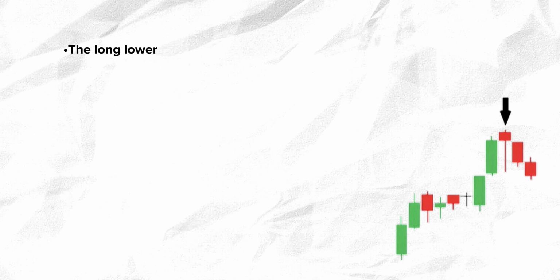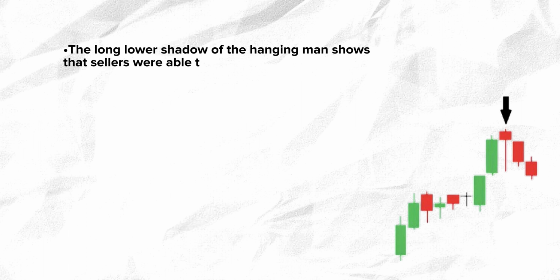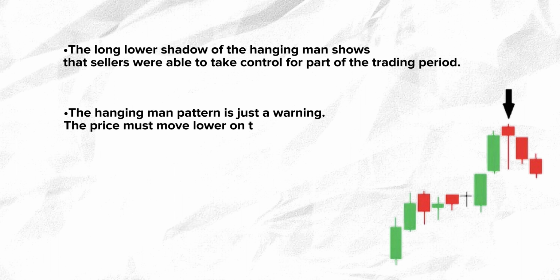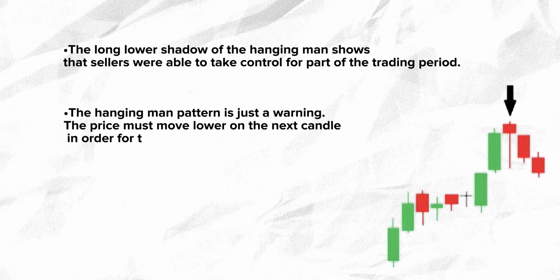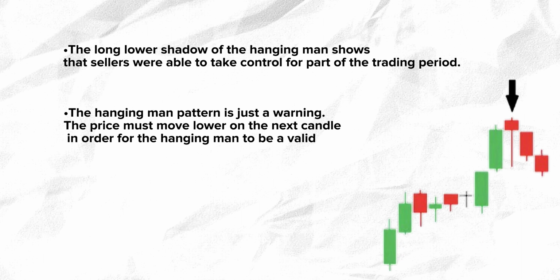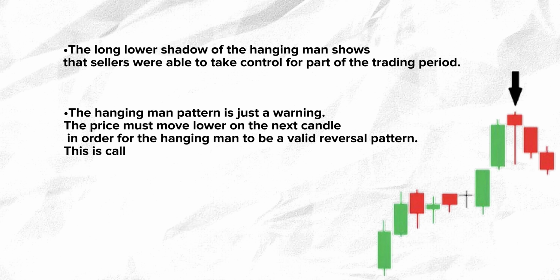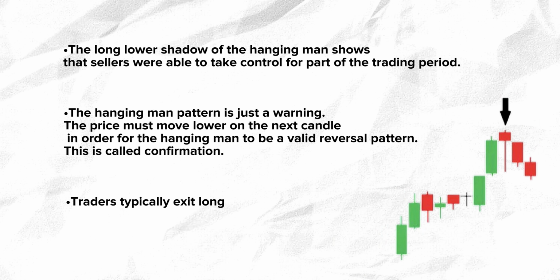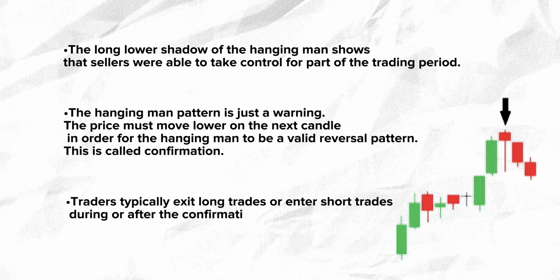The long lower shadow of the Hanging Man shows that sellers were able to take control for part of the trading period. The Hanging Man pattern is just a warning. The price must move lower in the next candle in order for the Hanging Man to be a valid reversal pattern. This is called confirmation. Traders typically exit long trades or enter short trades during or after the confirmation candle, but not before.